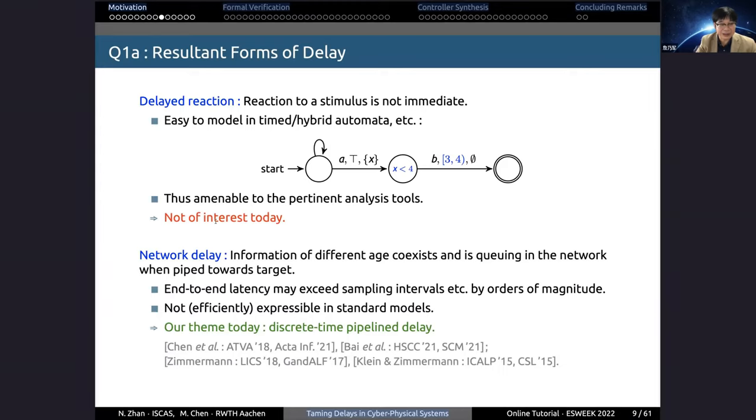Now we consider what are called network delays, meaning that information of different ages coexists and is queuing in the network when pipelined towards the target. For example, end-to-end latency may exceed sampling intervals by orders of magnitude. Also, this delay is not expressible in standard models like timed automata and hybrid automata. So that is our focus today.